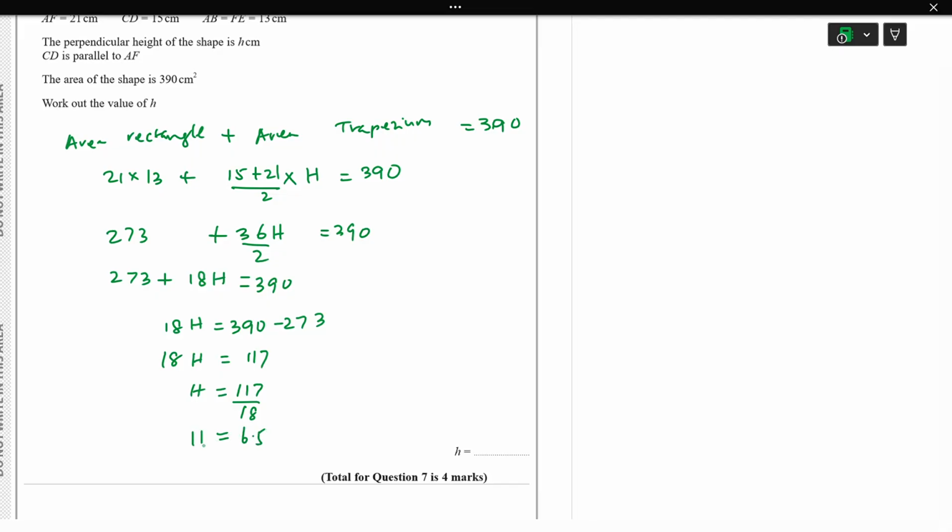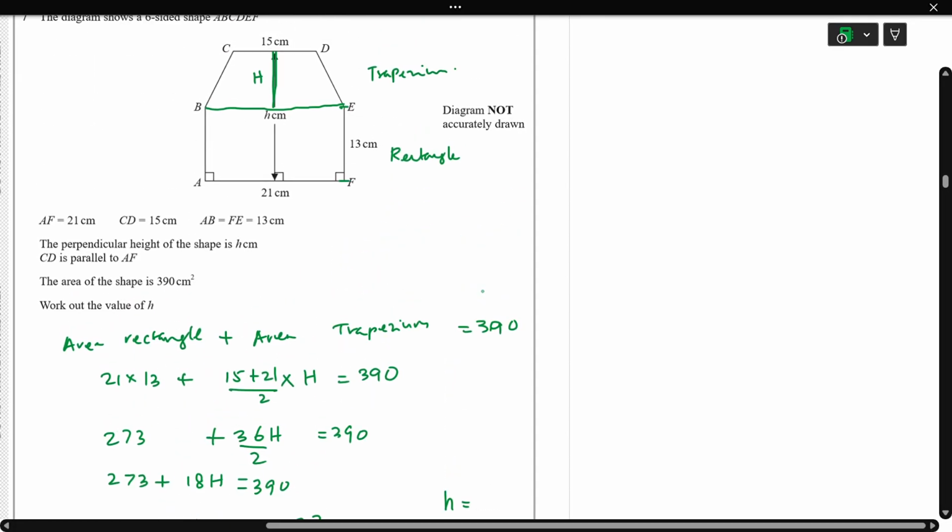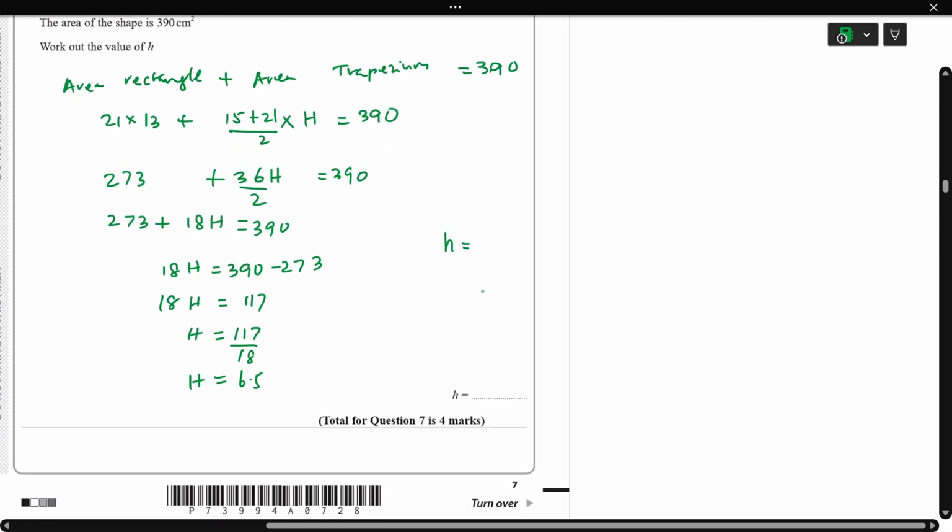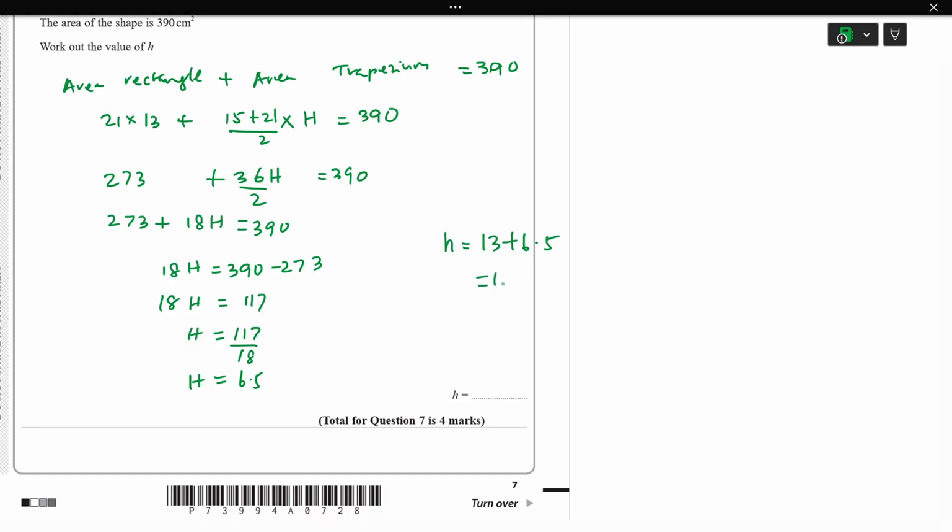So H equal to 117 over 18, which is 6.5. So now in total we need to find H. Total height is going to be the rectangle height 13 plus 6.5, which is 19.5. The answer is going to be 19.5.